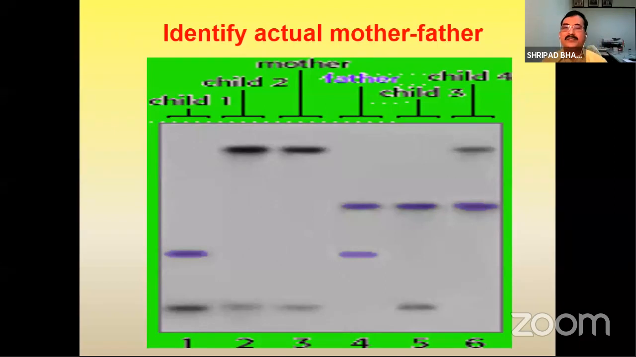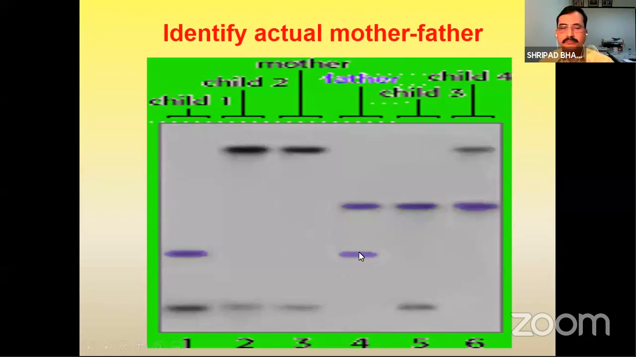Now, in that case also, you can use this marker system. How do you use this? Let us do a little exercise. So here, 1, 2, 3, you see there are two bands. This is the DNA profile of the mother, clear? This is the DNA profile of the father, these two bands. They are polymorphic, meaning the banding pattern of the mother, the wife, and the banding pattern of the father, the husband, are two different types of bands. So you can say they are polymorphic.